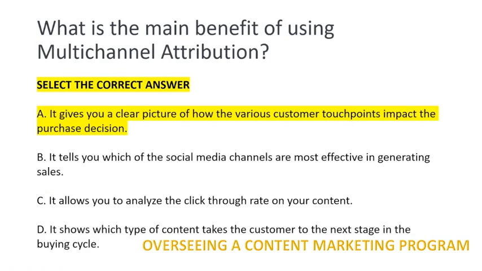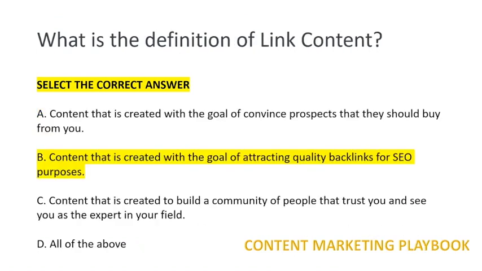What is the main benefit of using multi-channel attribution? A. It gives you a clear picture of how the various customer touchpoints impact the purchase decision. What is the definition of linked content? B. Content that is created with the goal of attracting quality backlinks for SEO purposes.